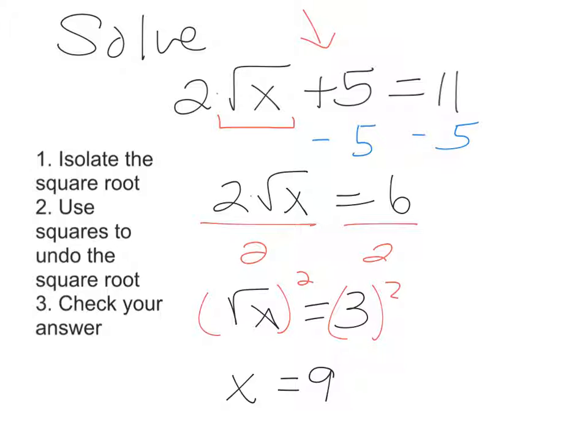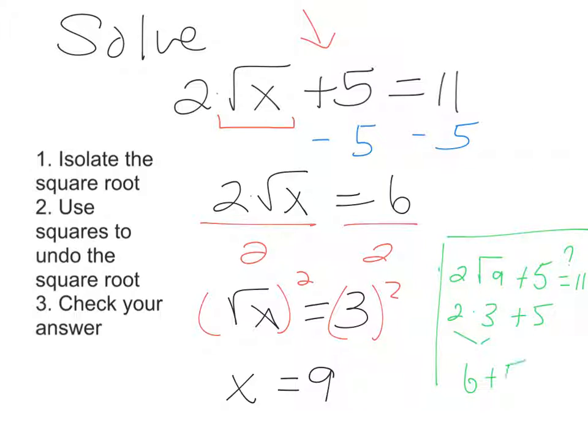And of course, we should check our answer. So we will go ahead and check right over in the margin here. So we think x was equal to 9. So as our check, if I plug that in, will this give me 11? So I know the square root of 9 is 3. So I'm going to change that to be a 3. 2 times 3 is 6. And of course, 6 plus 5 does equal 11. So we have found the right answer.